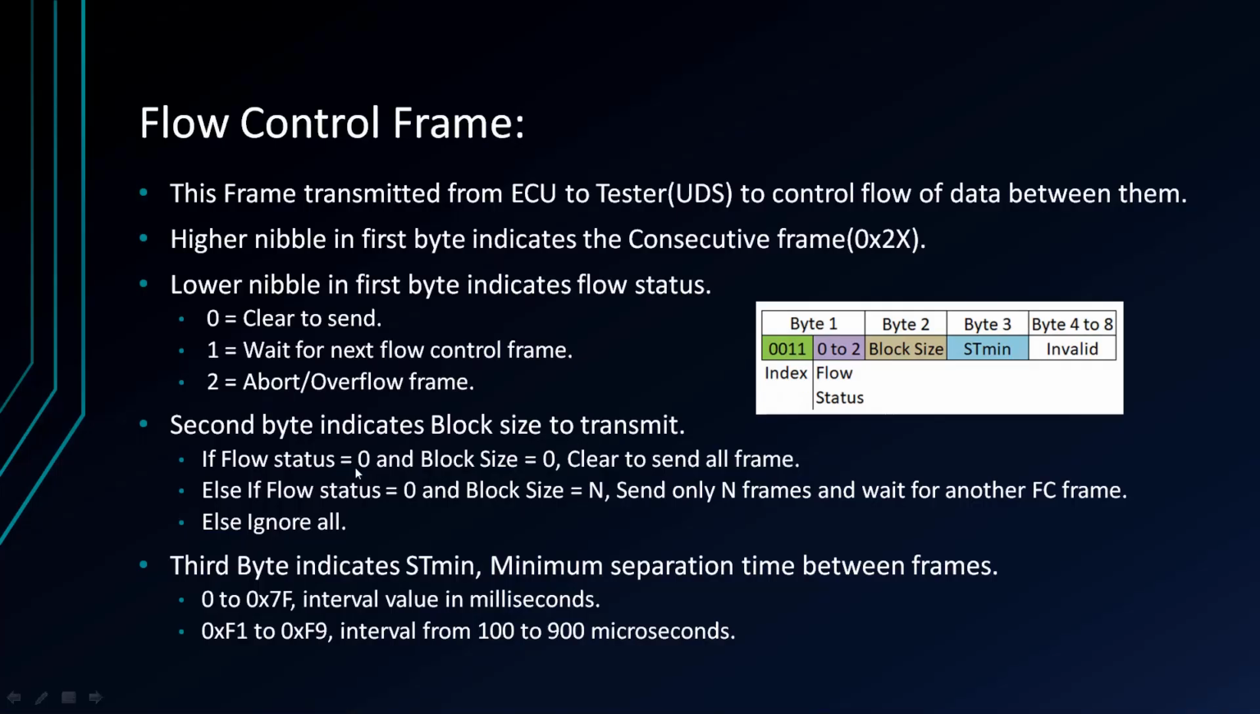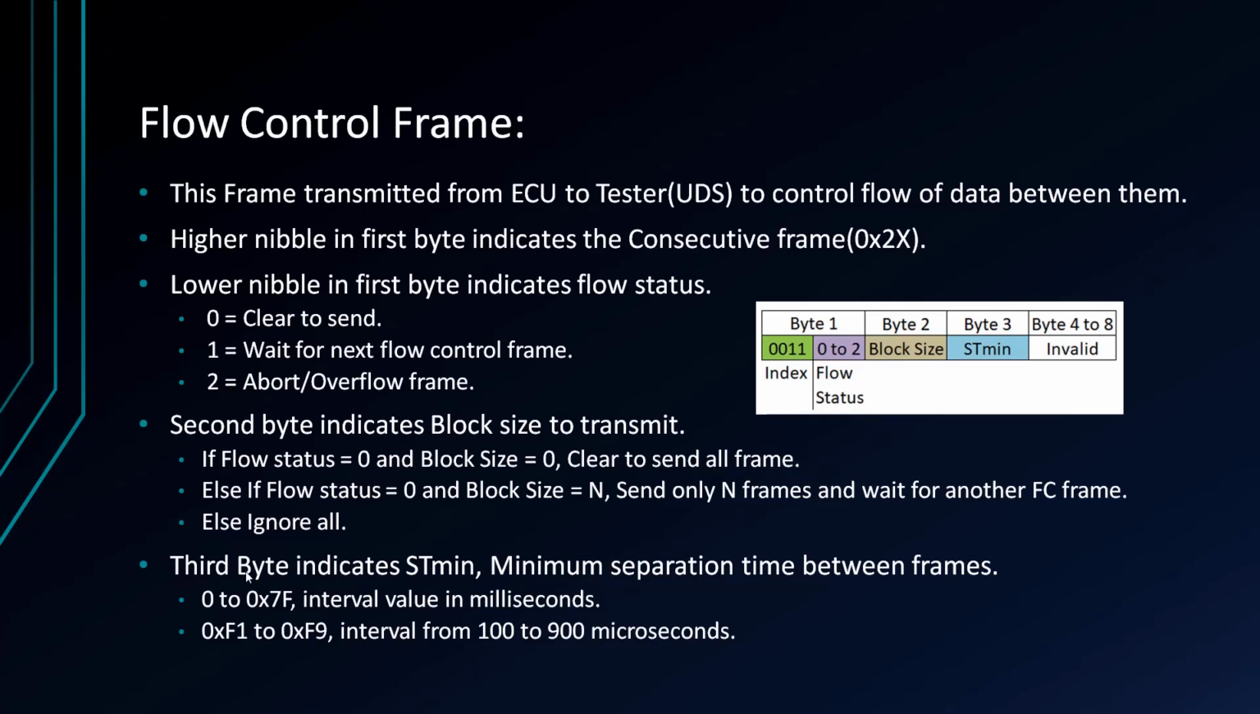So like I said, 0 0 means clear to send, 0 n means send just n number of frames from the UDS to the ECU, and the remaining you can ignore. We just need to focus on these two. And the third one is STmin, the separation time minimum. STmin means the minimum separation time between the CAN frames.